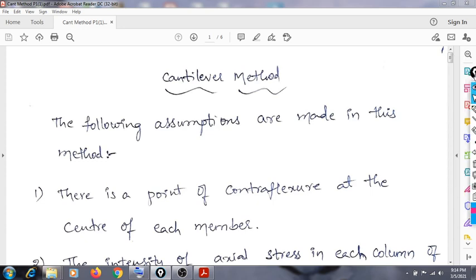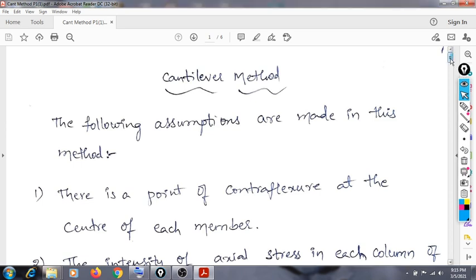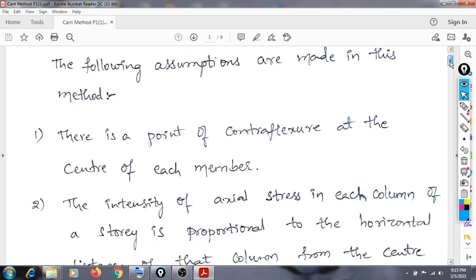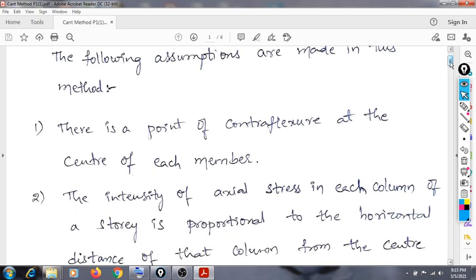The first assumption is that there is a point of contraflexure at the center of each member. Each member may be a beam or a column, whatever it may be. So the point of contraflexure is at the center of each member. Suppose a member is 6 meters long, the point of contraflexure will be at the third meter from the left or right.